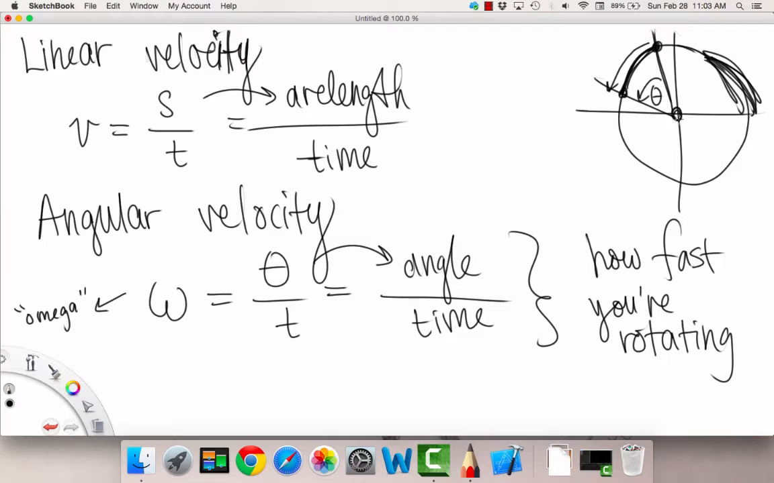This is more or less like if you were standing here, you don't have to be an ant anymore, it could be yourself. And you're watching this ant travel from here to here, and you're following it and pointing yourself toward the ant, turning at the same time that it's going. That would be how fast you are turning, or how fast you are rotating on the center there.